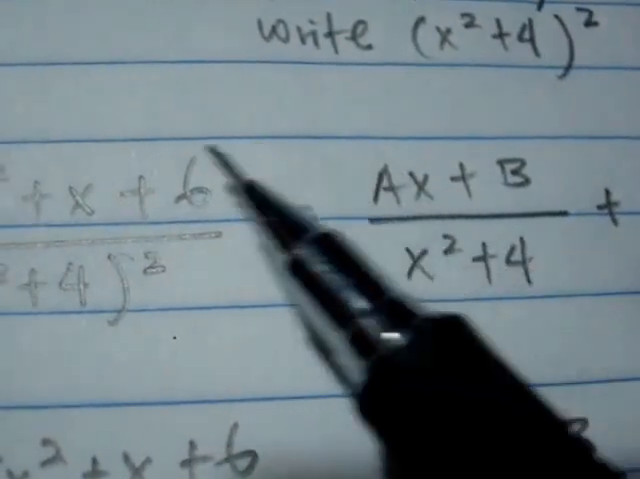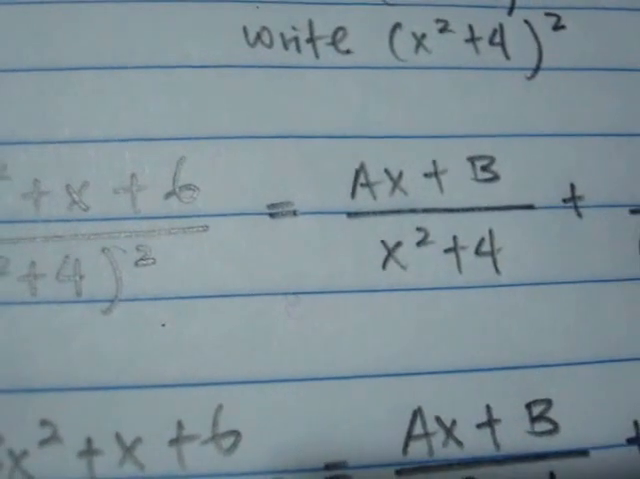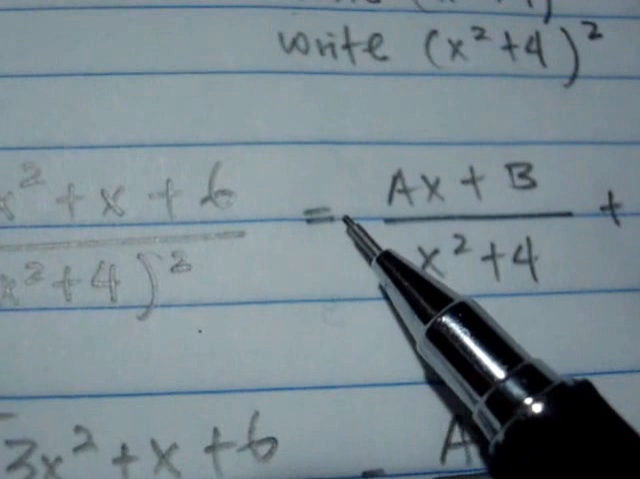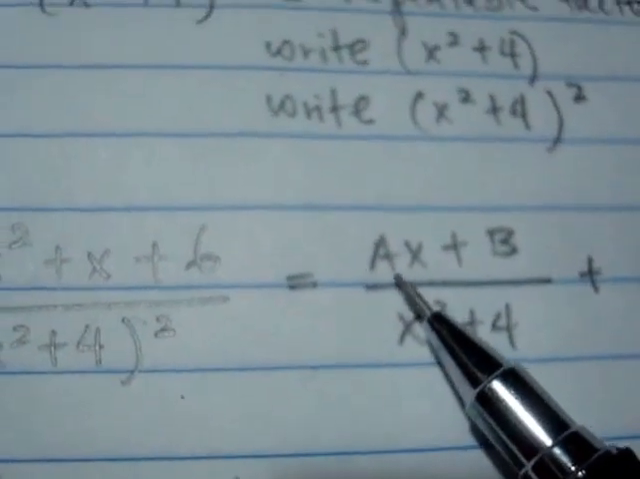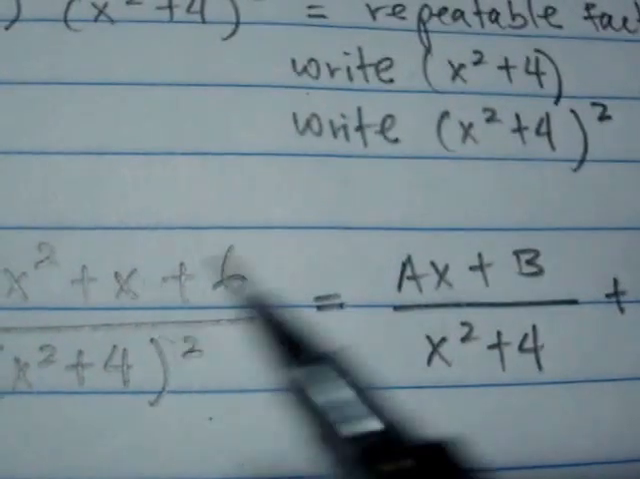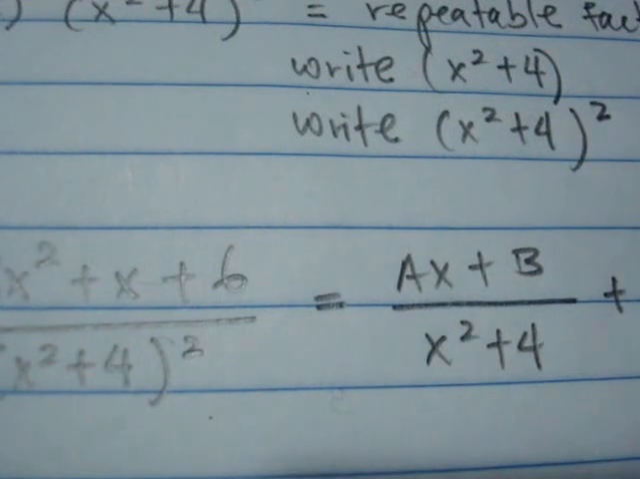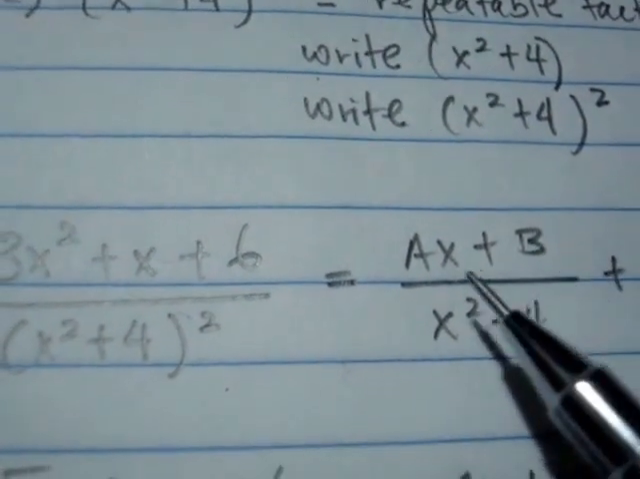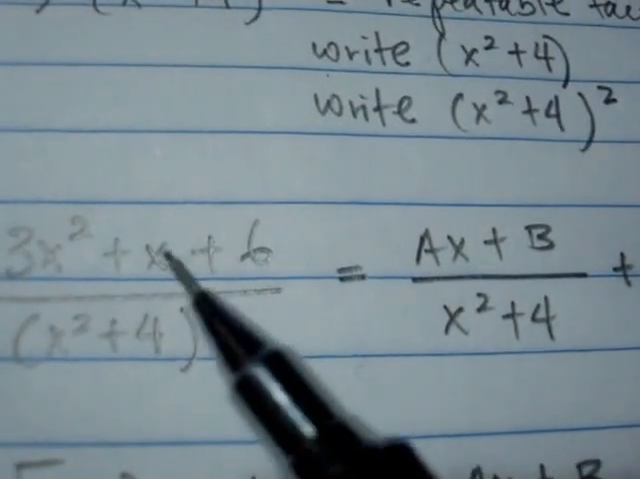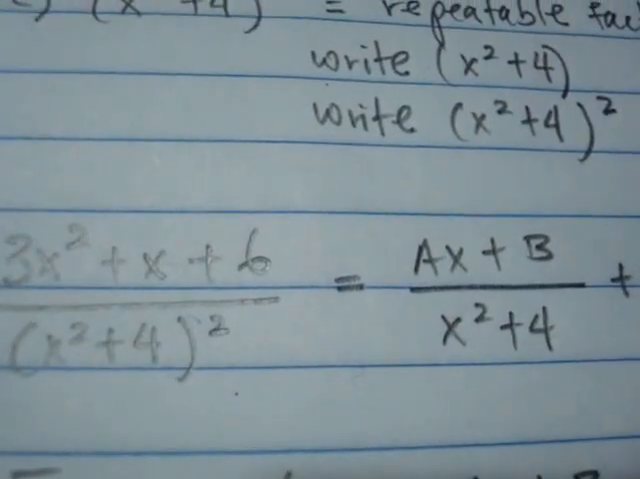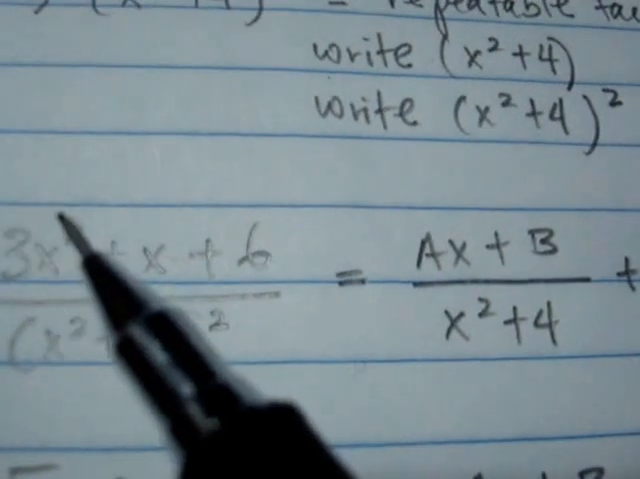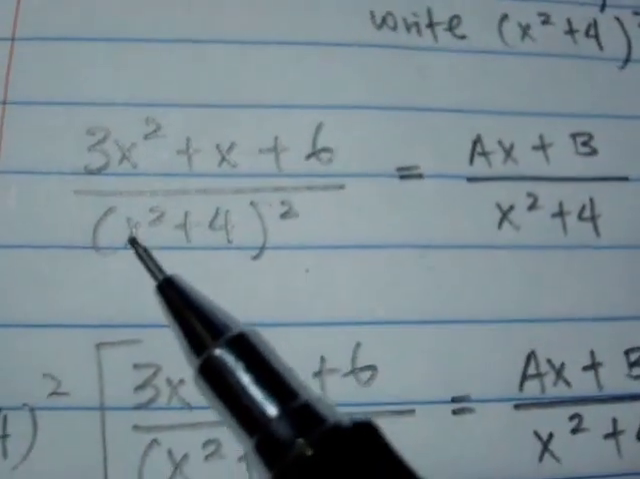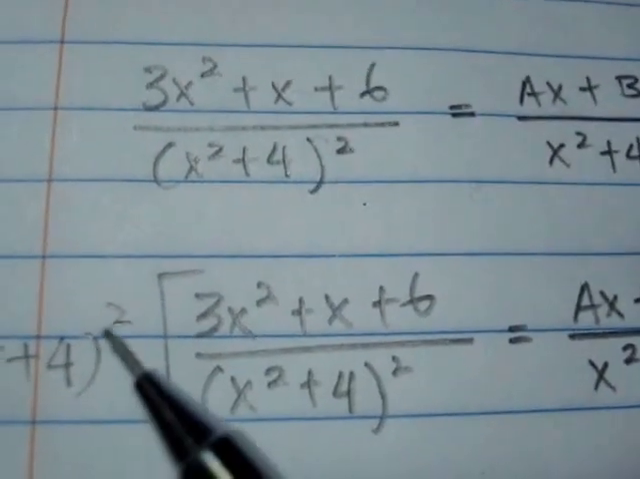Now that we have all the letters assigned for this irreducible quadratic factor, the next thing is to factor out each of these expressions so that at the end you will have a linear equation. So to factor out this whole expression right here, you use the least common denominator, which is x squared plus 4 raised to the second power.